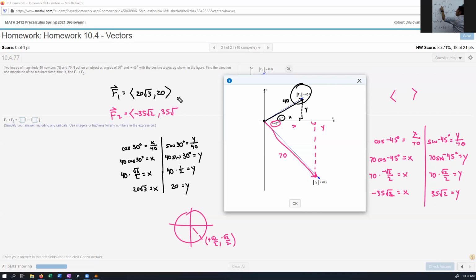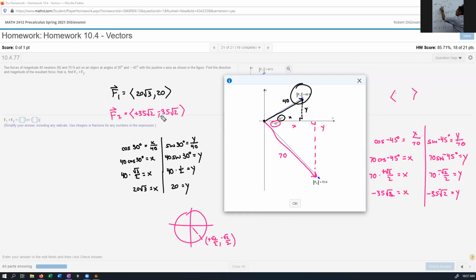Wait a minute, I got those backwards. Hold on. Cosine, so I got those backwards. I apologize. This is plus, this is minus. I'll go fix it. Okay, come back over here. Cosine of negative 45 is the positive one. I don't know why I put that there. And then sine of negative 45 is the negative one. So that's negative there. Okay.